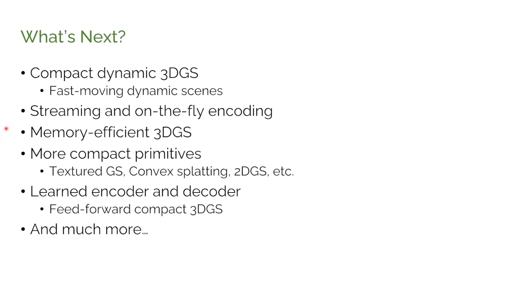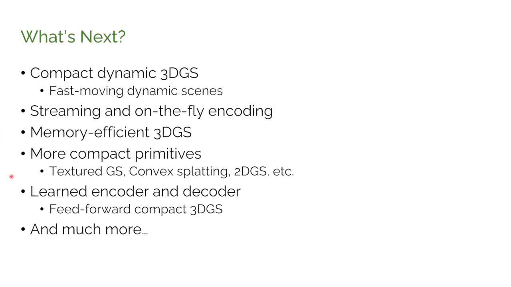Another one: nowadays, a lot of new primitives are coming out, for example, texture-GS, convex splatting, 2D Gaussian splatting, and so on. Some of the techniques that I introduced today might be applied to those new primitives, but I think more specialized algorithms might be useful for those recent primitives.